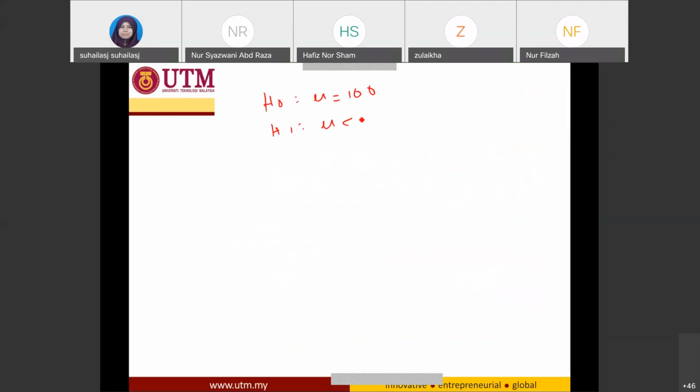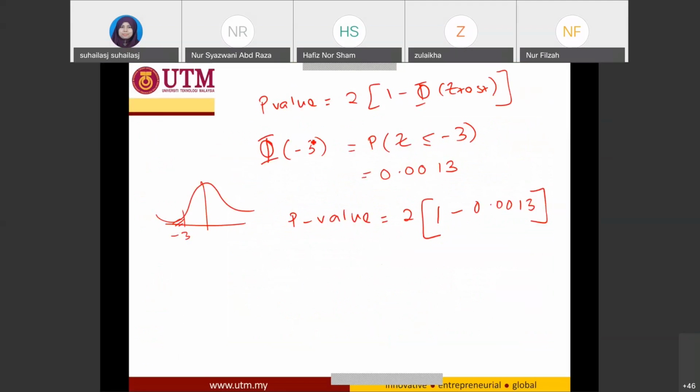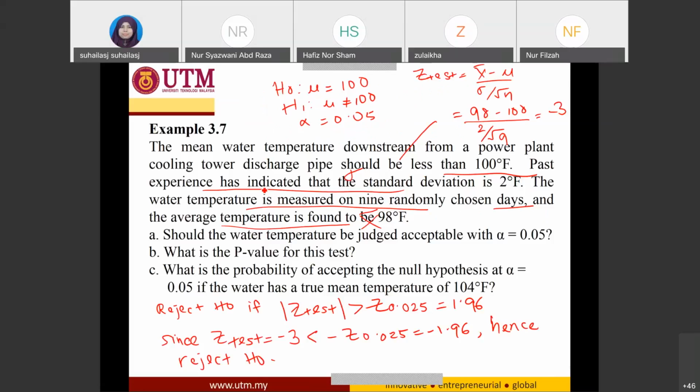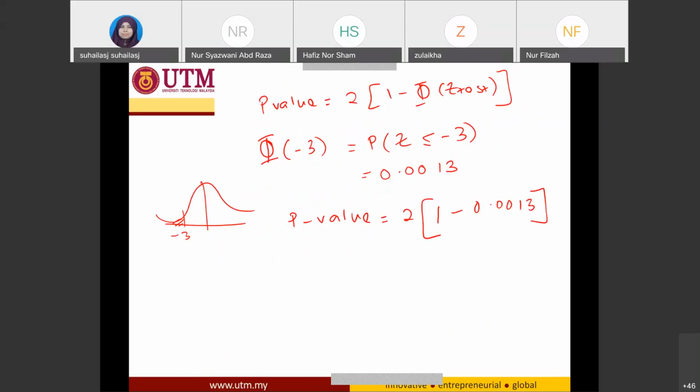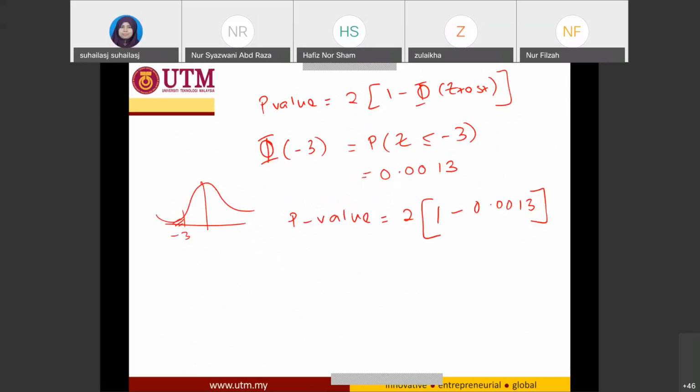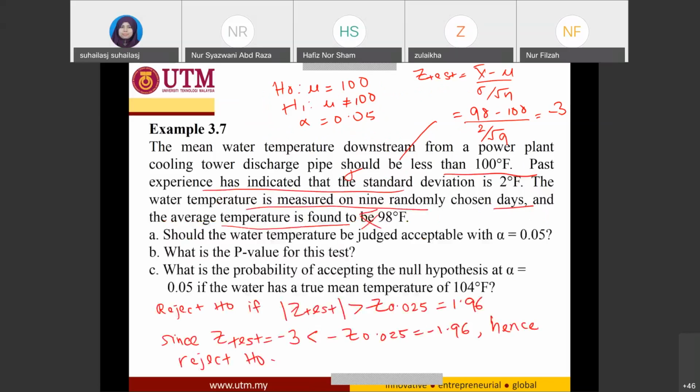So mu less than 100. Your alpha is still the same, 0.05. Z test, exact test. You get Z test is -3. And then since we have Z test, okay.